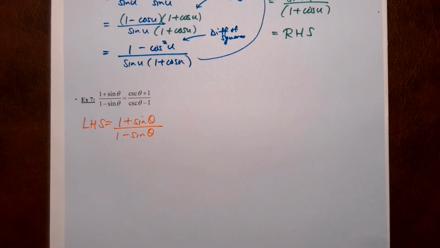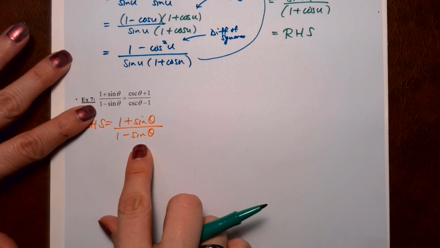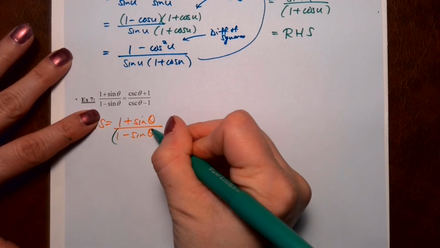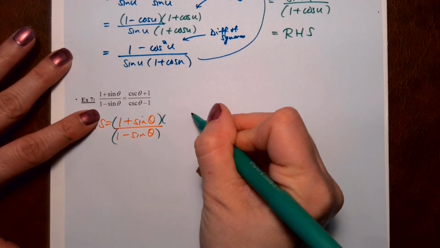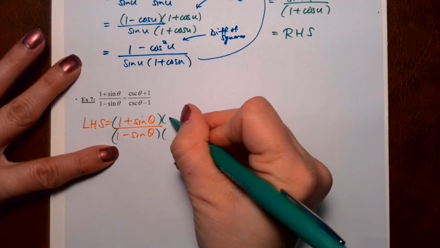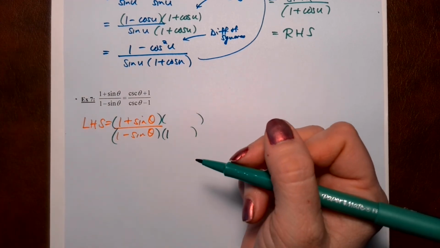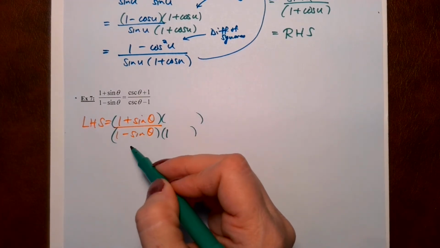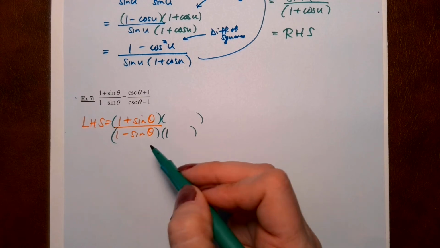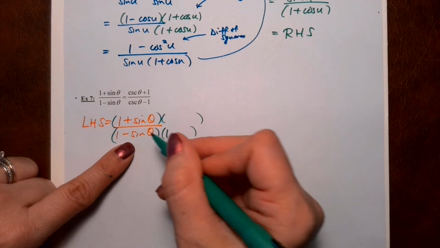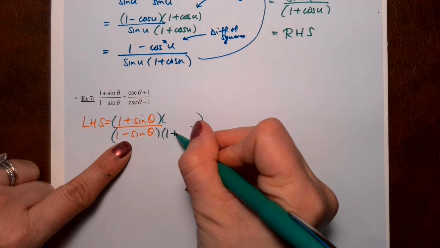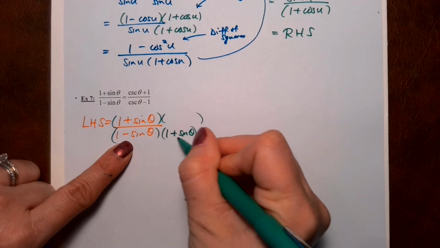Maybe we should do some conjugates. 1 minus sine. So let's put parentheses so we don't mess that up. And I'm going to multiply top and bottom. Let's see. Which conjugate should I use? I'm going to use the conjugate of the denominator. I want the denominator usually to be the one to get nice and simple.